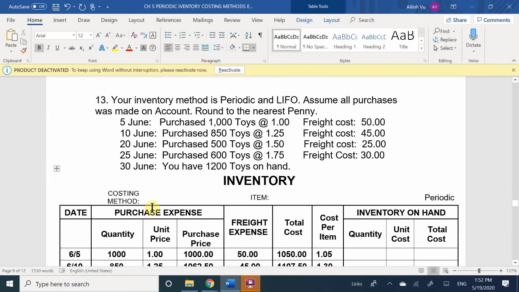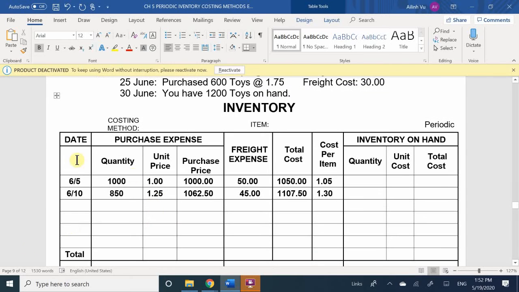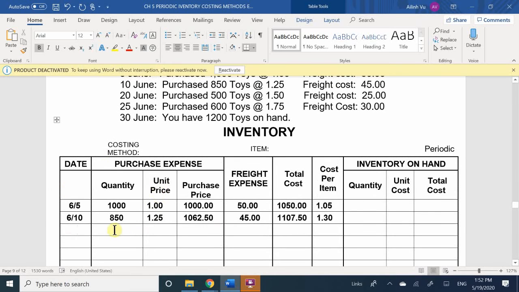Now, to help you calculate it more easily, let's work on the third one, fill it into our worksheet, and then journalize it after. So what's the third transaction? June 20, 500 at $1.50, which is $750. The freight expense is $25.